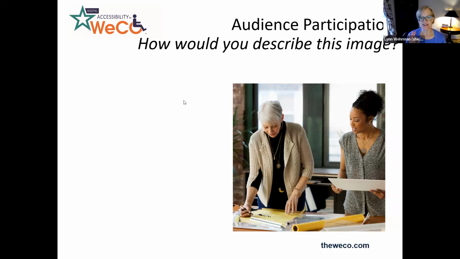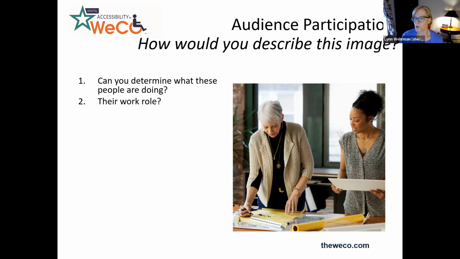Now, this is a very different image than the first image. It brings up some interesting questions about how we're writing this alt text. So allow me to guide you through some questions about what you wrote and what you might think about regarding your choices. And so these are going to show up on the screen for visual users as I read them out. So first of all, can you determine what these people are doing? And how might you better determine that? Maybe asking the author, or maybe you know. What is their work role?